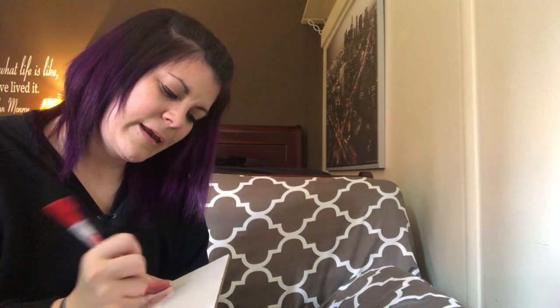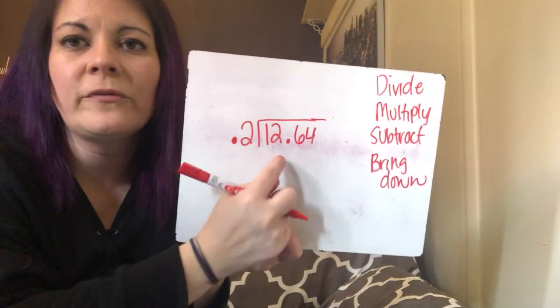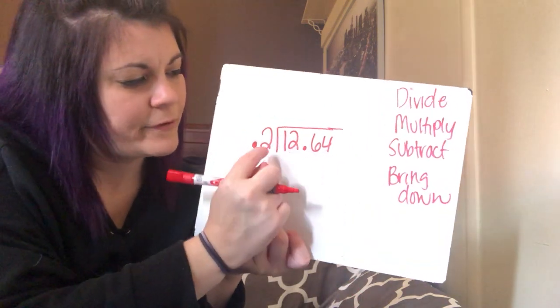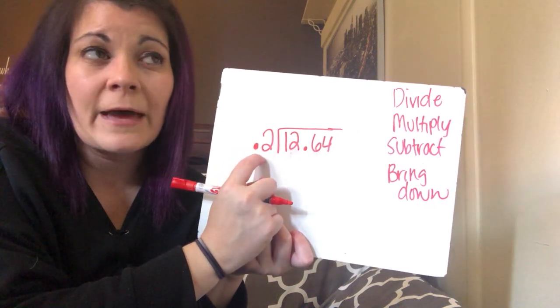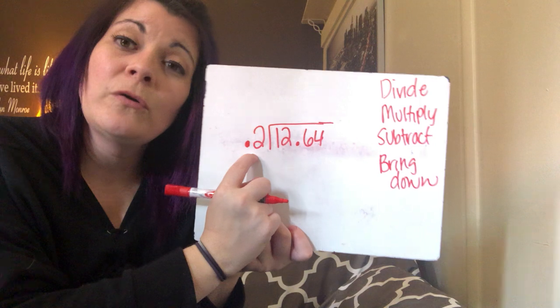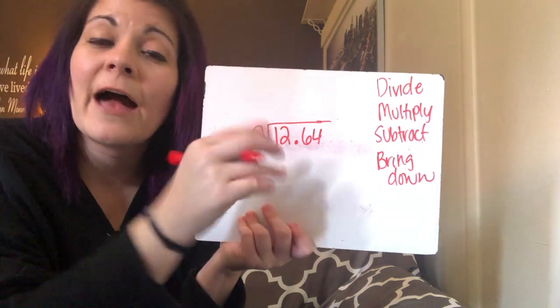Now, there is one other thing. What if there is a decimal within the divisor, what we're dividing by? Like this, 12.64 divided by 0.2. If there's a decimal here, we are unable to do that. We need to move the decimal. So to move this decimal, we're going to multiply it by the powers of 10.